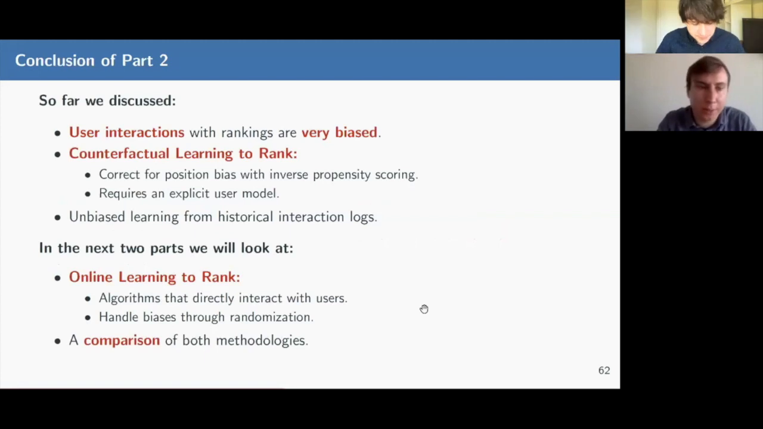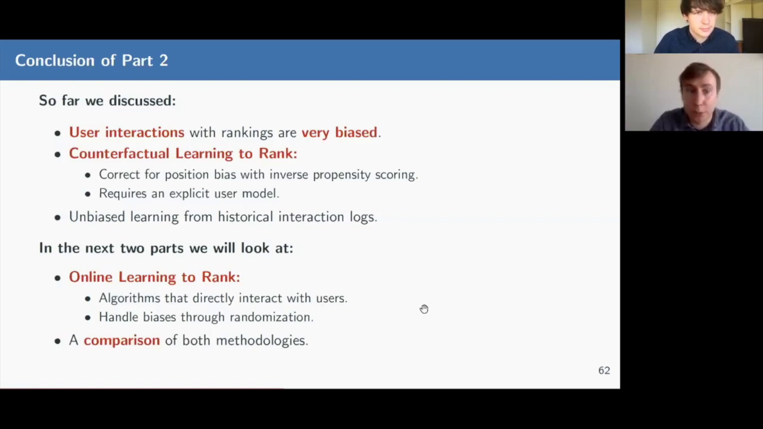Yeah, so just to wrap up this part and to conclude, what we have seen is that we want to leverage user interactions, specifically clicks. Doesn't have to be clicks, but generally clicks. User interactions with these rankings are very biased. And that's where this whole idea of counterfactual learning to rank comes into play, where we can actually correct for this position bias by using this principle of inverse propensity scoring.